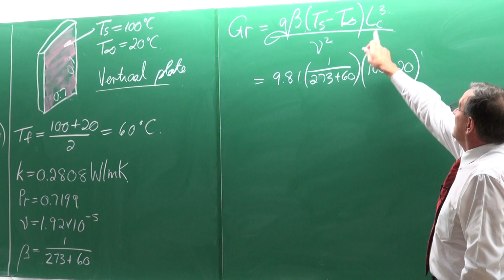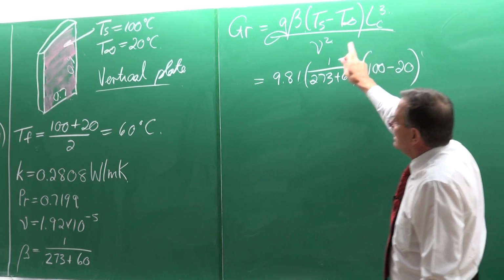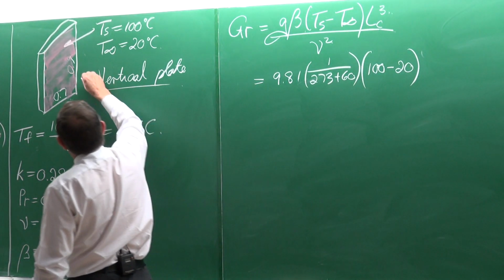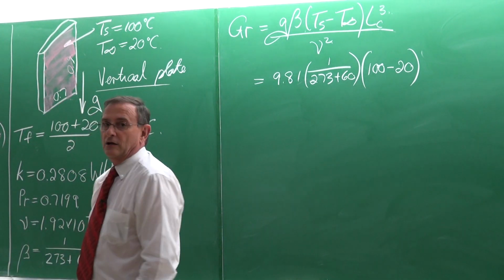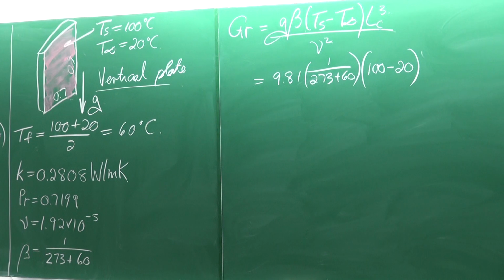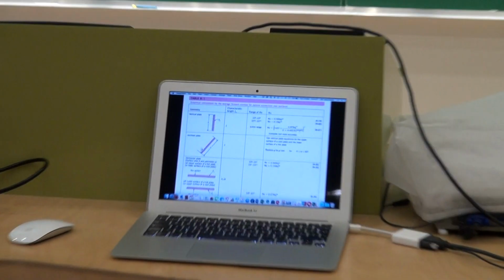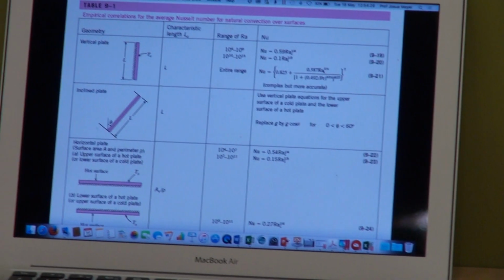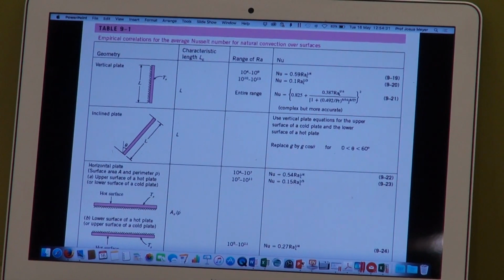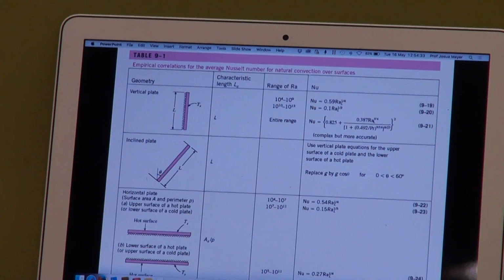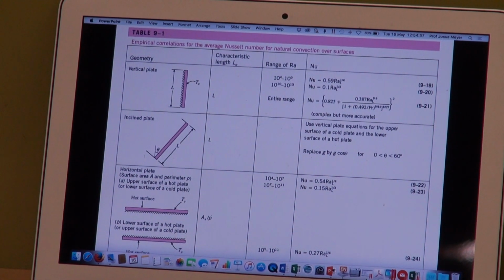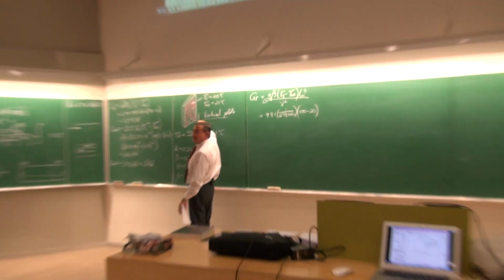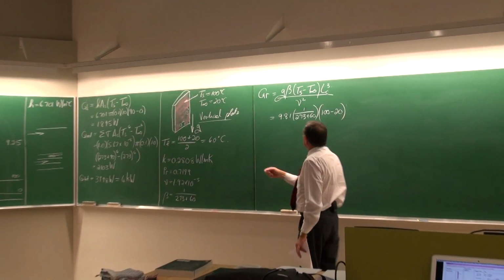And now the characteristic length. The characteristic length, that is our direction of G. If we go back to the PowerPoint and look at table 9.1, which one of the two dimensions should we use? Should we use 0.7 or 0.9? It shows that it is the length in this direction. You see? So it is 0.9 meters.